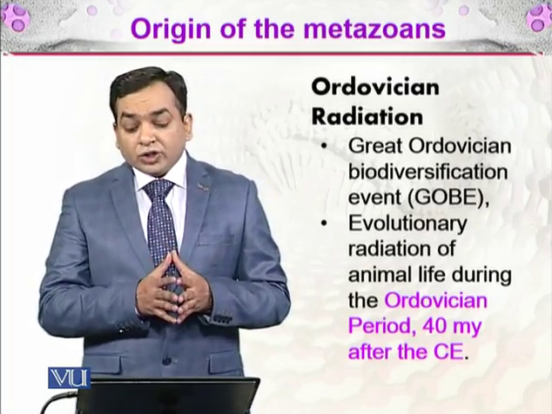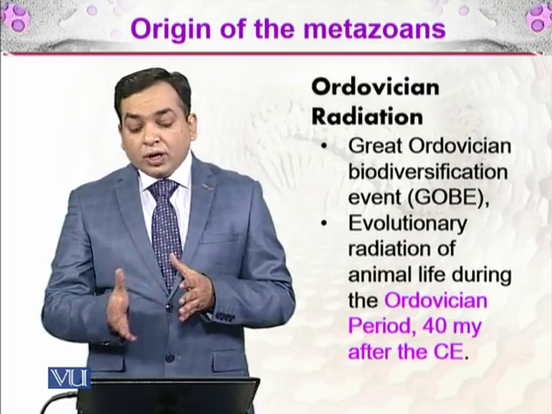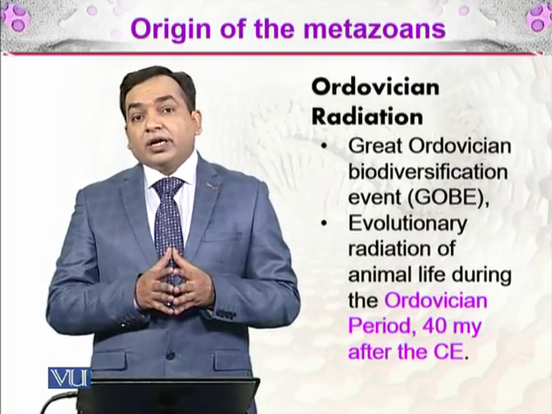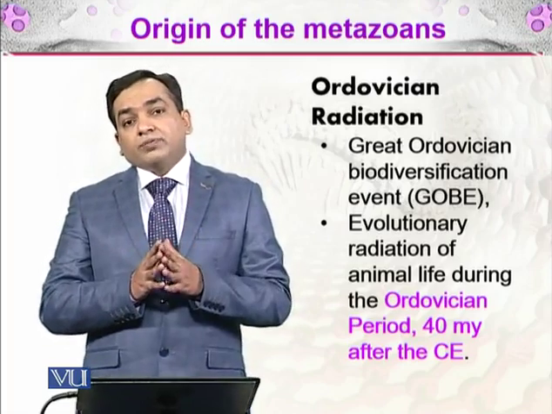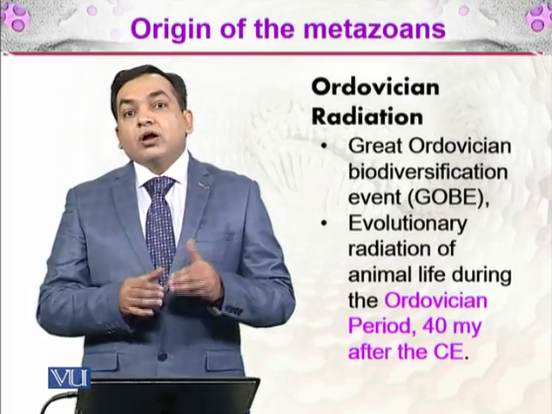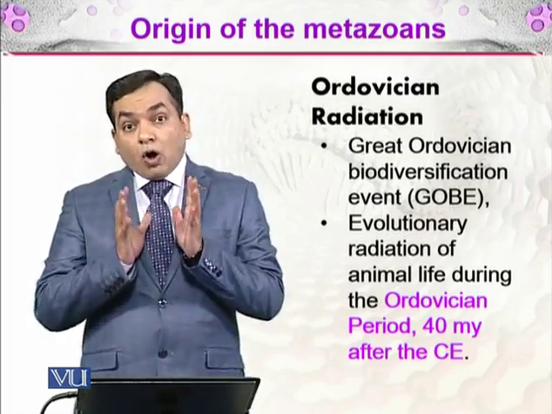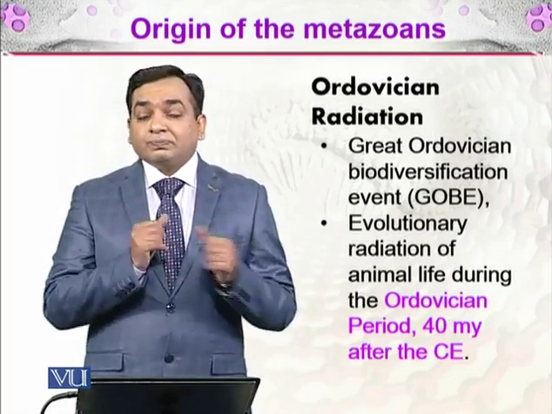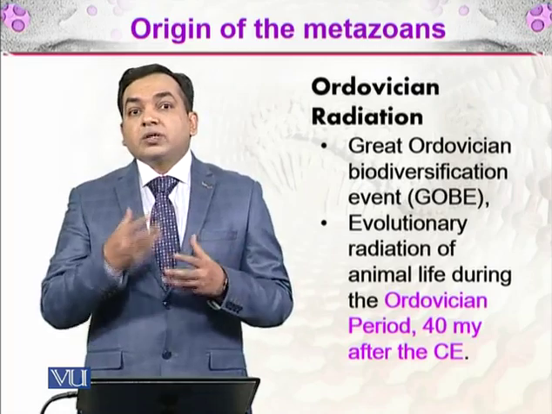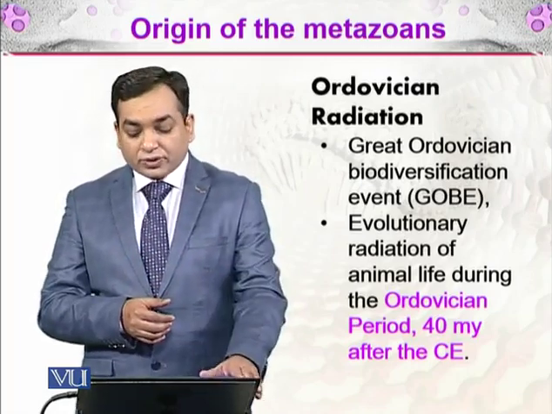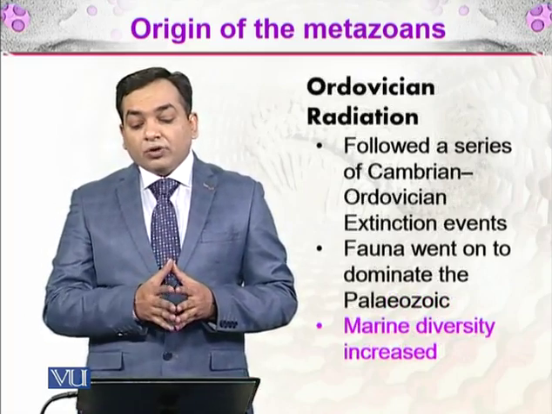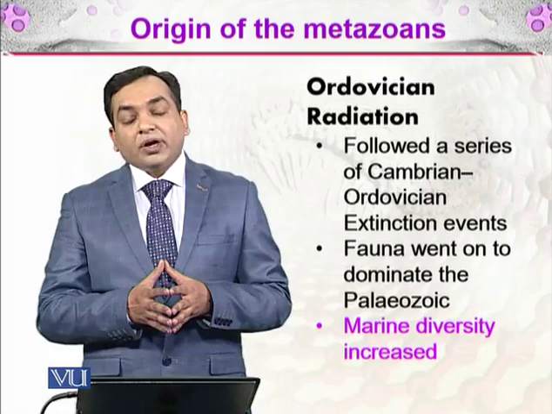So the radiation of animal life during the Ordovician period happened 40 million years after the Cambrian explosion. So after the Cambrian explosion, wait 40 million years, and then the Ordovician radiation happens. All the organisms that were present in the Cambrian, some of them went extinct and some of them were able to evolve next. So followed a series of Cambrian-Ordovician extinction events, as I have already explained.